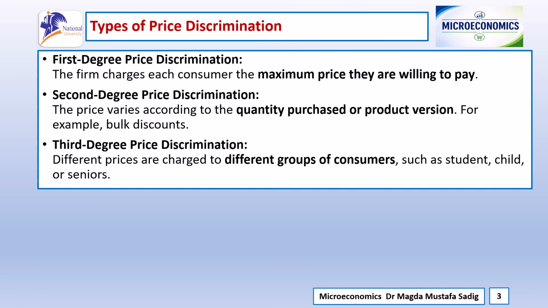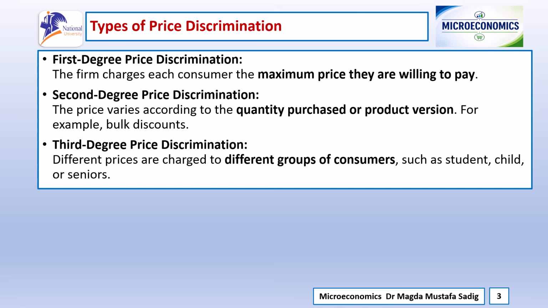Therefore, unlike first degree discrimination, where the firm attempts to charge each individual according to his or her maximum willingness to pay, second degree discrimination is connected with different quantities or versions of the product. The important point to remember is price changes according to quantity purchased or product version.